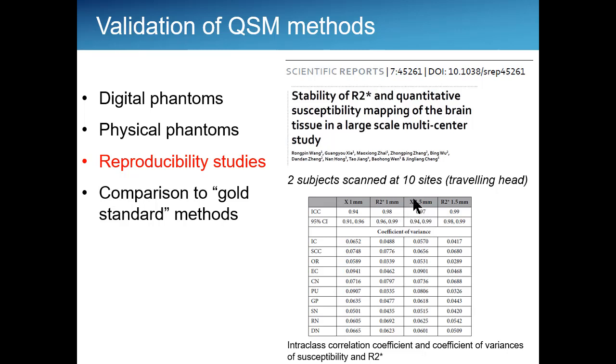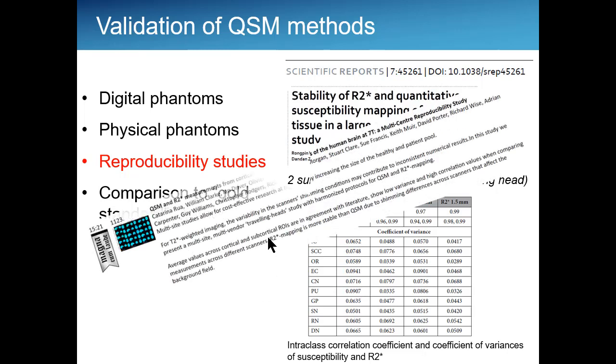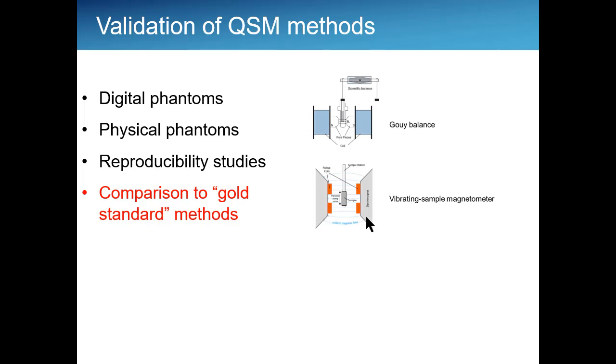And there's a larger scale study that was recently carried out in China, 2 subjects going around 10 sites, and then they were able to make detailed assessments of the reproducibility of susceptibility methods. So later in the preferred papers, there'll be a talk about a 10 subject study at 7T.